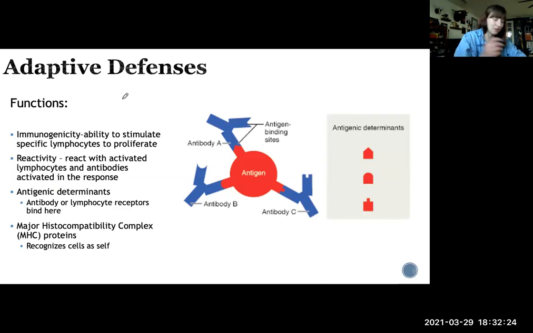Okay, the function of your adaptive immune system is that it has the ability to stimulate specific lymphocytes to proliferate. So you have what's called immunogenicity. Basically, that again is that specialization for a particular disease. Reactivity, you're going to have a reaction. Again, this is a systemic reaction throughout the entire body. The activated lymphocytes are going to create antibodies as a result of the first contact, okay?